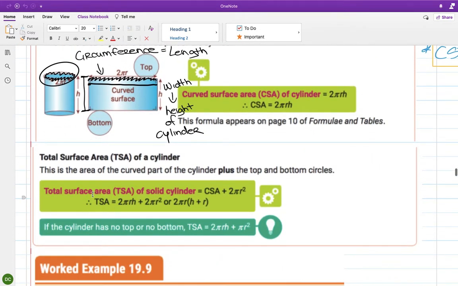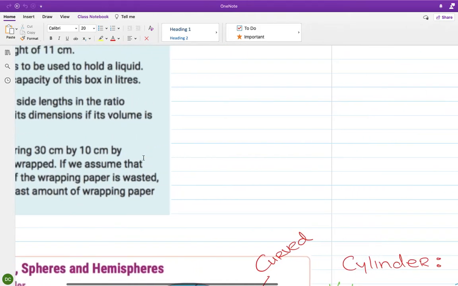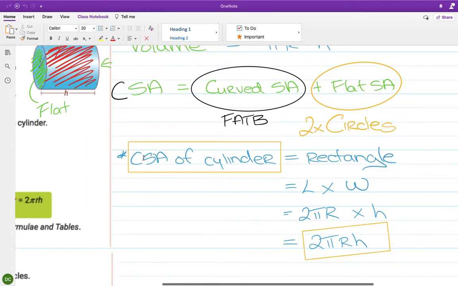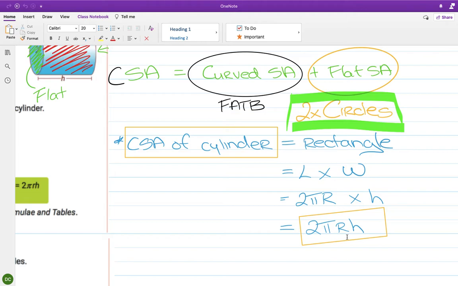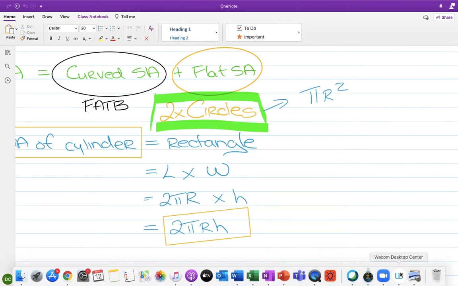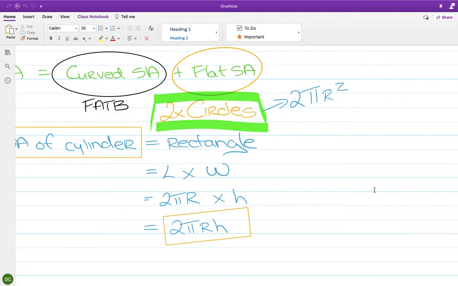And then what we have here is the total surface area. So that's like what I was saying here. The bit that you're given in the formula and tables book is only the curved part. If you want to get the complete surface area, you're going to have to add on 2 circles. And we know that circles are pi r squared. Just going to add on 2 of them.